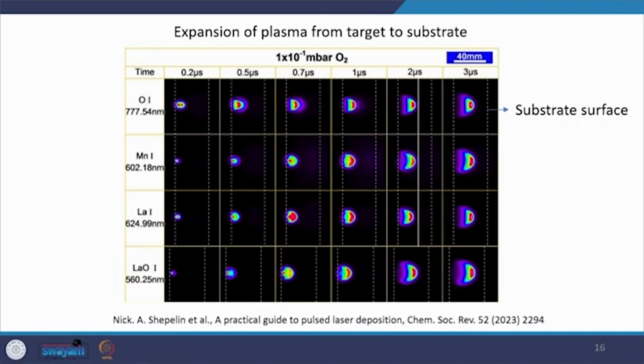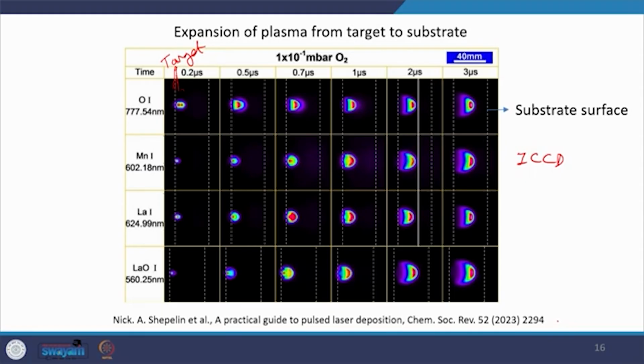So, it will further increase the energy of the plasma, and then it will move towards the substrate with a very high velocity. Now you can see some photographs of the expansion of the plasma from the target to the substrate. Here you can see the plasma plume, and this side is your target. These photographs were taken with an ICCD camera, which is an intensified charge coupled device. This camera is a very high speed camera.